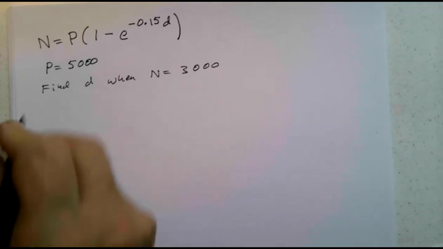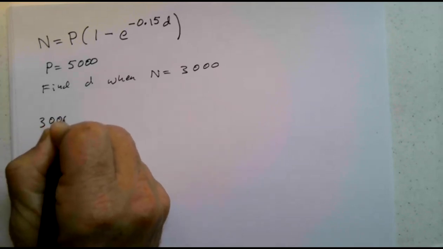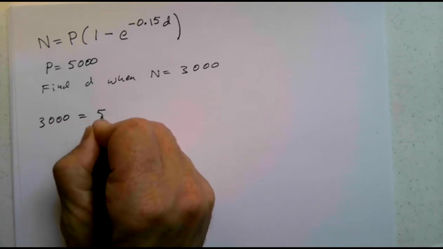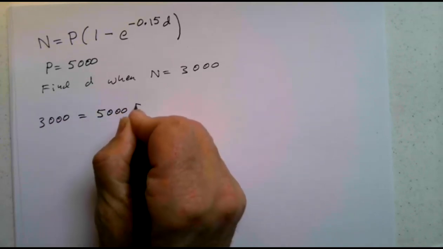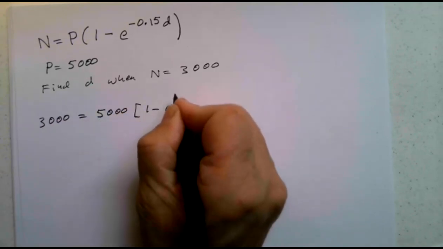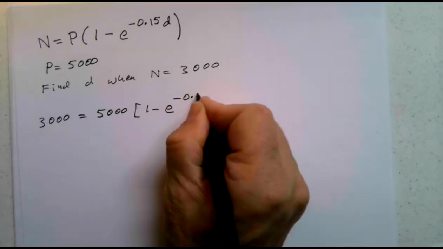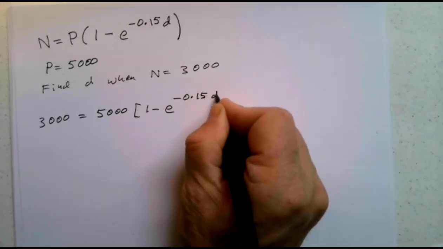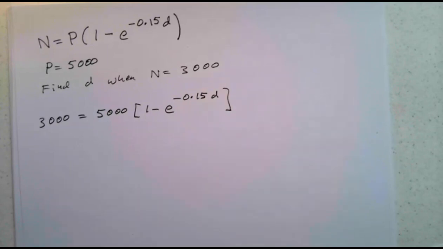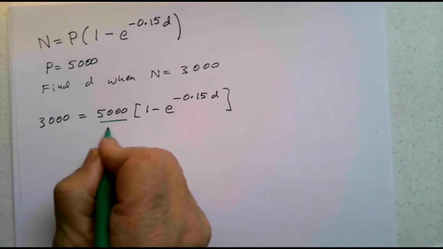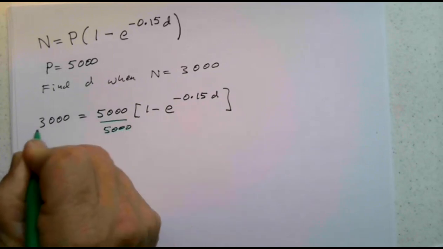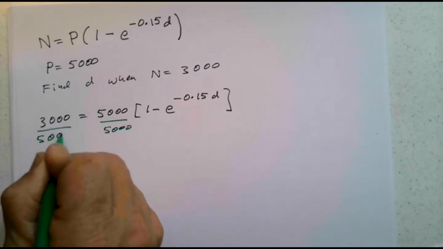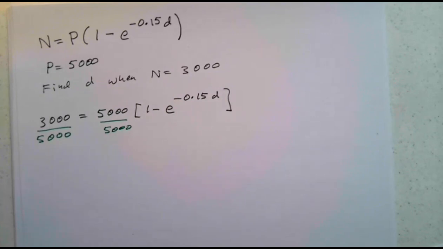So n is 3,000 equals 5,000 p times 1 minus e to the negative 0.15d. I want to divide both sides by 5,000. Divide by 5,000 here, divide by 5,000 there. That becomes 3/5 or 0.6.